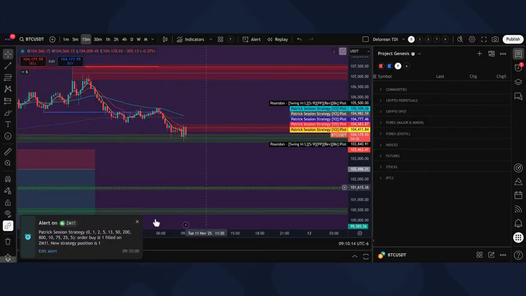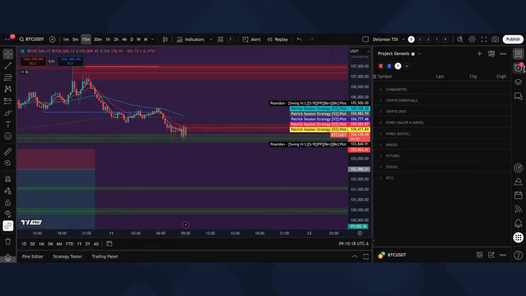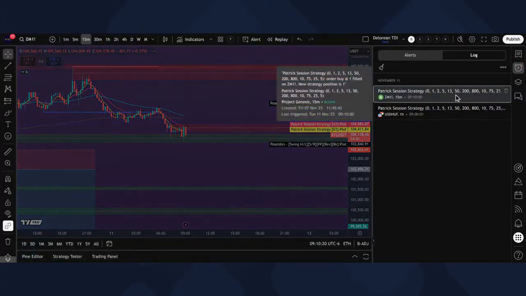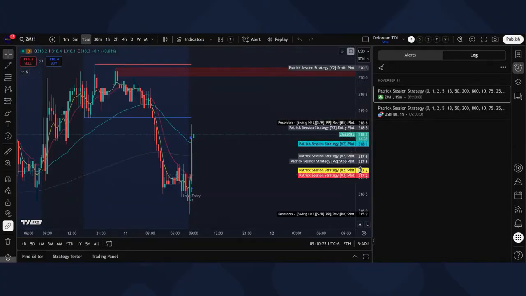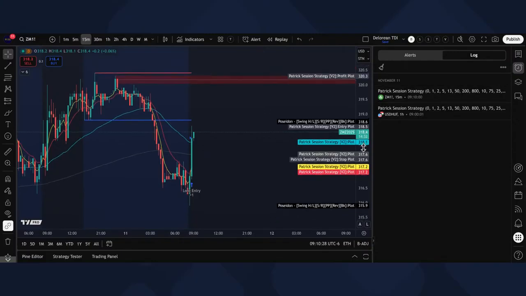All right, we've got a buy order on ZM1. That's the futures on soybeans. Let's take a look. And it is a valid buy entry on a 15-minute. So that'll mark itself off at 9:25 a.m.